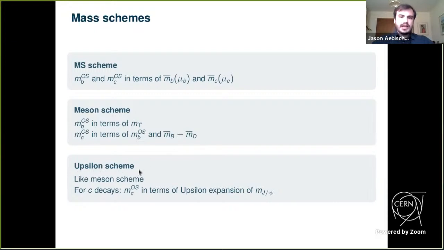And for the upsilon mass scheme, this is very similar to the meson scheme. The only difference is that for the C quark mass, we do not use this relation here, but we use the J psi mass, very similar to the upsilon mass for the B quark.